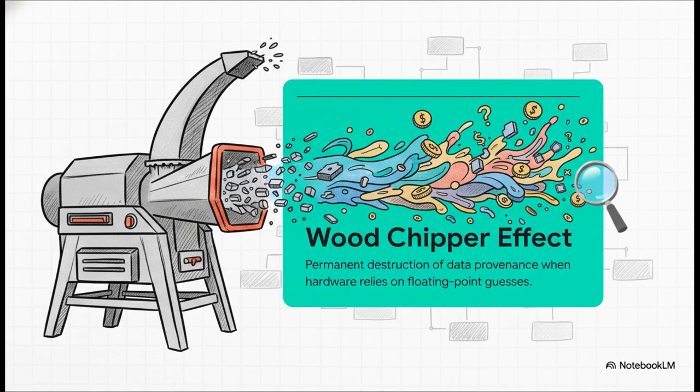And this brings us to what researchers call the wood chipper effect, which brilliantly illustrates the catastrophic fallout of using that FPU gambler for complex logic. Basically, when non-deterministic hardware relies on floating point guesses, the exact mathematical identity and the provenance of that data is permanently destroyed. It's like throwing a beautiful fruit basket into a giant wood chipper. You might know what went in, but you can never perfectly reverse engineer that pulp back into the original fruit. In finance, that kind of data leak leaves liquidity pools incredibly vulnerable to rounding errors and exploits.